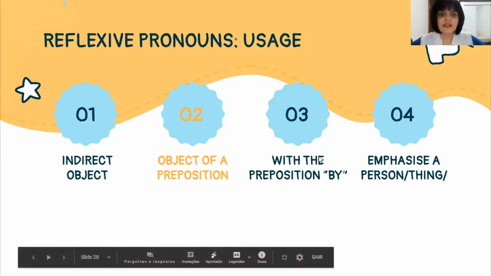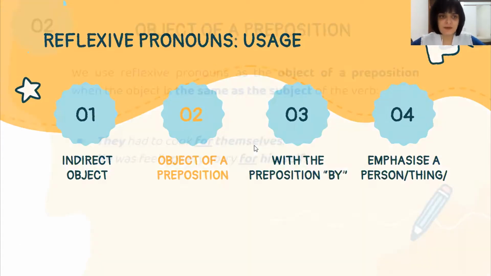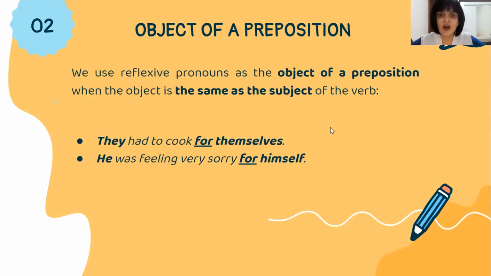Now, the second use, guys, as an object of a preposition. So, we use reflexive pronouns as the object of a preposition when the object is the same as the subject of the verb. Então, aqui, novamente, a gente usa o pronome reflexivo como objeto de uma preposição quando o objeto é o mesmo que o sujeito. Então, ele cumpre o papel, né, de se relacionar aqui diretamente com o sujeito da frase. Eles são o mesmo. Então, como nos exemplos, they had to cook for themselves. Eles tiveram que cozinhar para eles mesmos. Então, o themselves é o pronome reflexivo apropriado para se usar com o sujeito they.